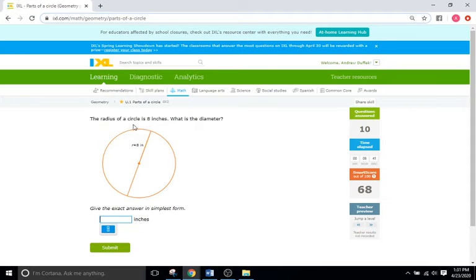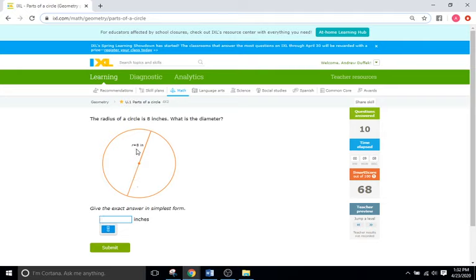The radius of a circle is 8 inches. What is the diameter? So now we're getting into radius and diameter problems. The only thing you have to know here is that the radius is the length between the center of the circle and any part of the edge of the circle. So right here, from this center point all the way to the top, or from the center down here, doesn't matter, it's the same distance, right?